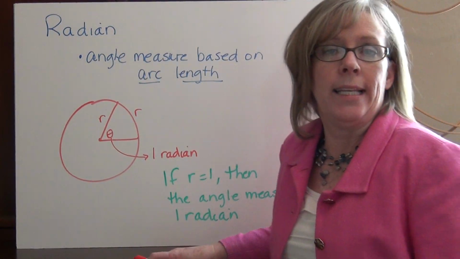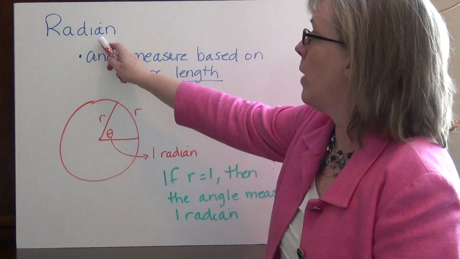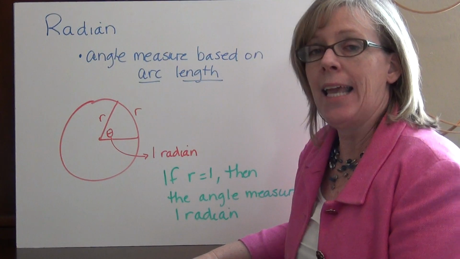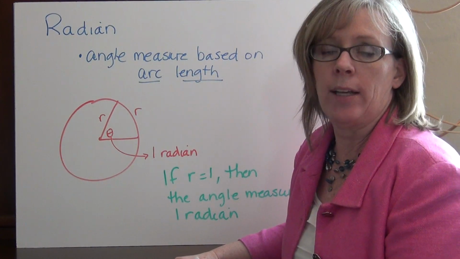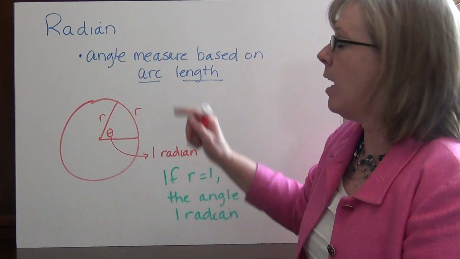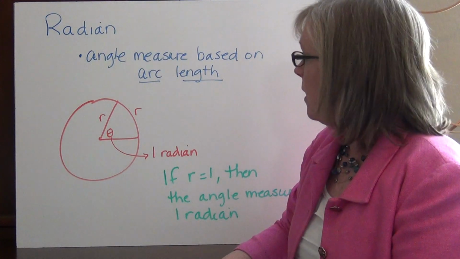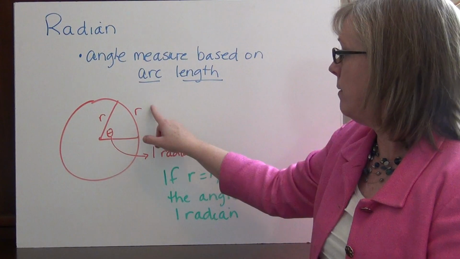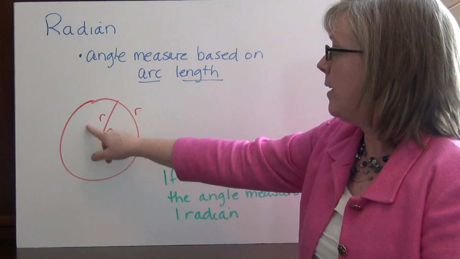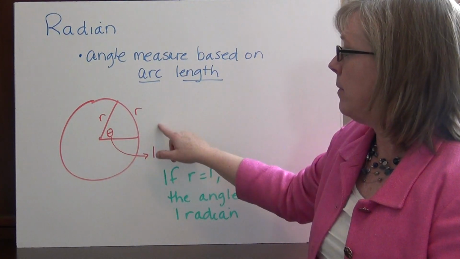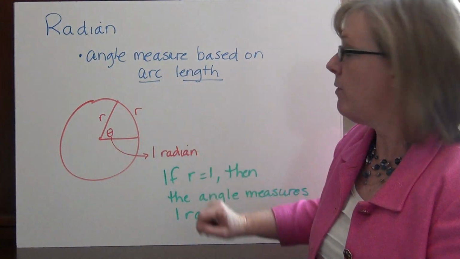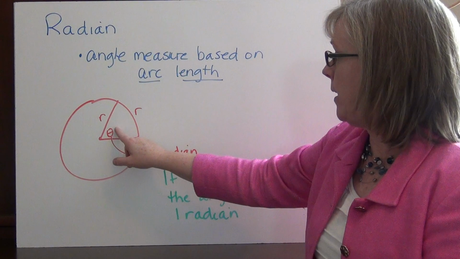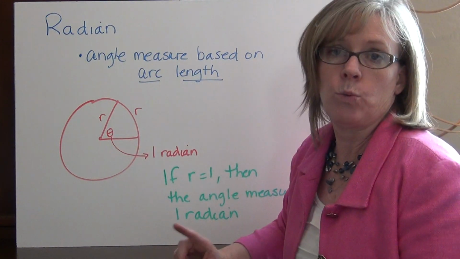This lesson is on radians. Radian, spelled like that, pronounced radian. So, a radian is an angle measure, another way of measuring angles like degrees, but it's based on the arc length of a circle. So, if you have a circle with a radius of 1, the radius measurement is the same as the radian measurement when you find the arc length out on the side. So if r equals 1, then the angle measures 1 radian, and the arc length also measures 1.